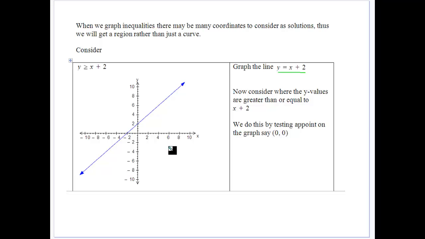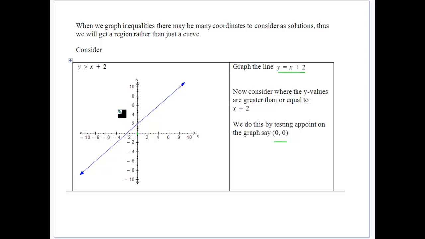The point you pick is up to you, but I generally tend to test 0, 0. The reason being is that 0, 0 is easy to throw into an equation. There's less work you have to do. But you can pick any point. So by testing 0, 0, the origin, I'm going to see whether that point lies in the region. If I throw that in, I get 0 greater than or equal to 0 plus 2. Now, is 0 greater than or equal to 2? It's not.